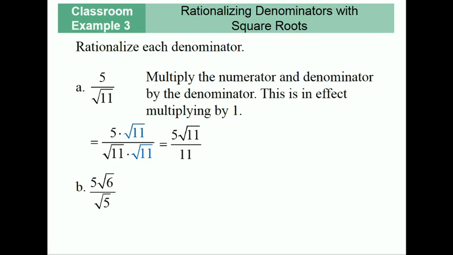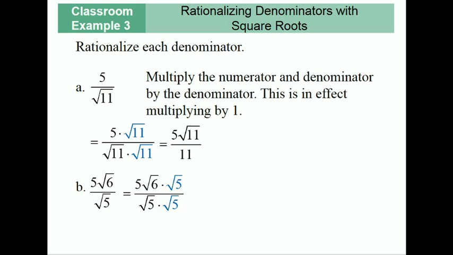Notice that now the denominator is a rational number, where in the previous example at 5 over square root of 11 the denominator was irrational. So this is why it's called rationalizing the denominator. So now let's look at b.